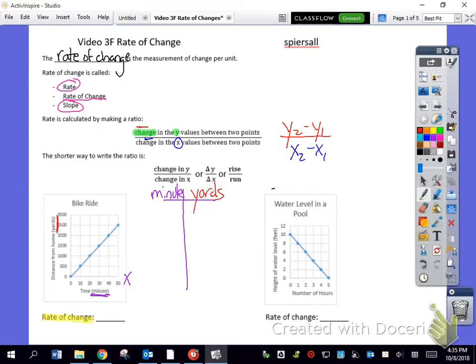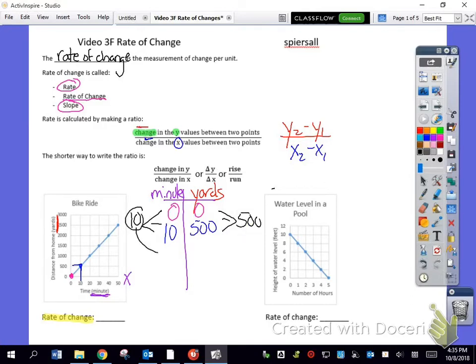I need to find 2 points. It doesn't matter which 2 points I'm going to use. I'm going to use this point right here, which is 0, 0. And then I'm also going to use, and it doesn't matter which one, I'm just going to use this one, 10, and then 500. I would always suggest using the smaller numbers, but it doesn't matter. You subtract. 10 minus 0 is 10. 500 minus 0 is 500.